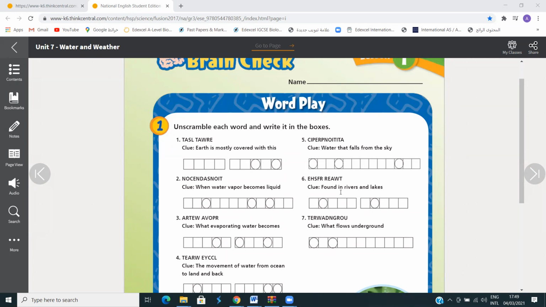Number 6, you are not with me. Found in rivers and lakes: fresh water. Thanks.